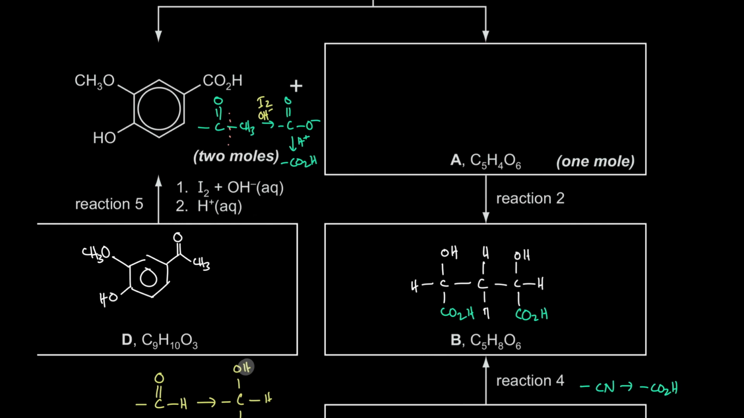So that means that in compound A, I have a CH2, that's this one in the middle, and then this carbon was a ketone that became a secondary alcohol, and we still have the carboxyl groups. We still have the carboxyl groups because we still have 6 oxygens here. So the carboxyl groups aren't being reduced. Only the ketone is being reduced.